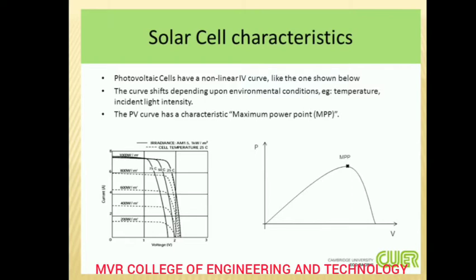Solar cell characteristics. These photovoltaic cells have a non-linear IV curve, as you can see in the images here between P and V, and the curve shifts depending upon environmental conditions like temperature and incident light intensity. So depending upon the weather conditions, temperature and light intensity, you can see this graph. The PV curve has a maximum power point characteristic between voltage and current.